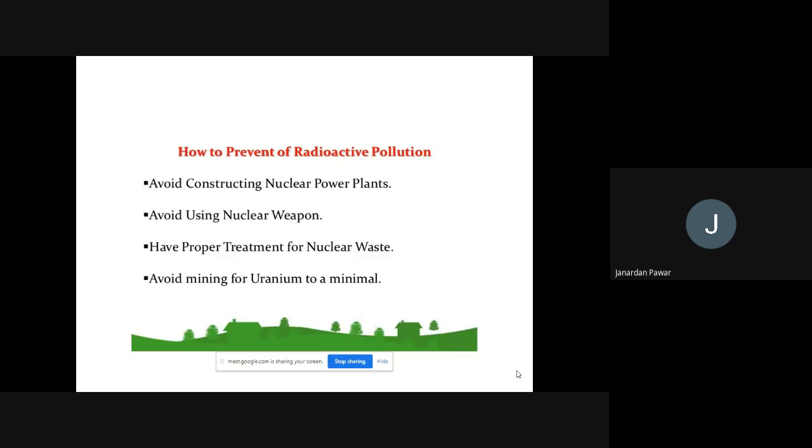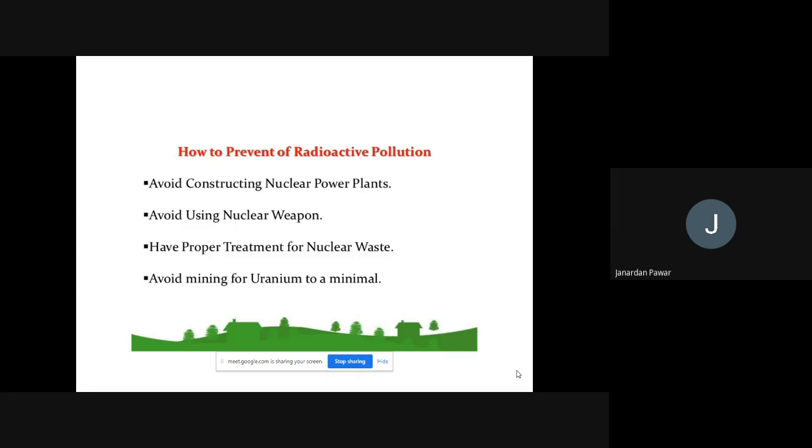Then avoid using nuclear weapons. Whatever weapons we use with the help of nuclear, we should avoid those nuclear weapons for different purposes. Then have proper treatment for nuclear waste. Whatever waste we get from nuclear activities should be properly treated, and that is expected.